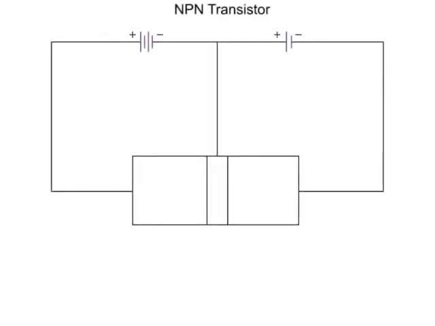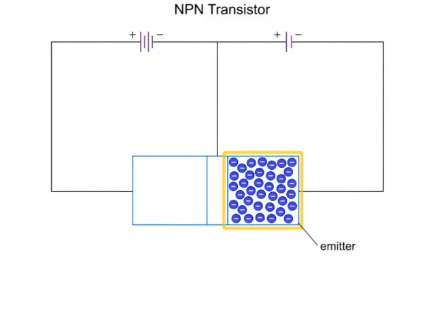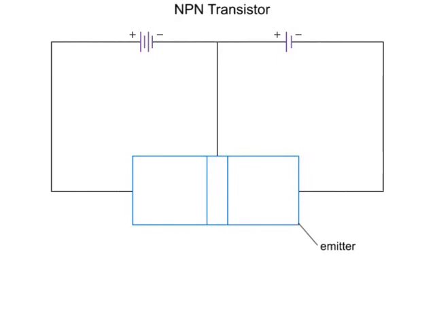The NPN transistor structure is composed of three regions. It has a heavily doped region of N-type material called the emitter. The emitter is very rich in free electrons. There is a base that is a narrow region composed of lightly doped P-type material. It has a few holes that are mobile and capable of carrying electrons.